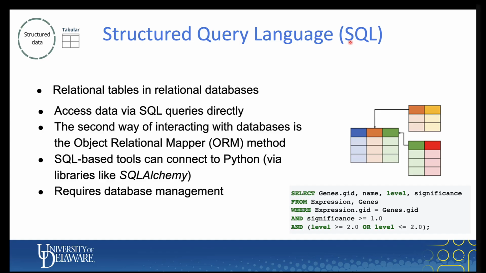The box on the bottom right shows an example of an SQL query to retrieve specific gene expression data. That is, genes that have significant expression based on a specific expression threshold. To retrieve this, it will look into a gene and the expression tables.